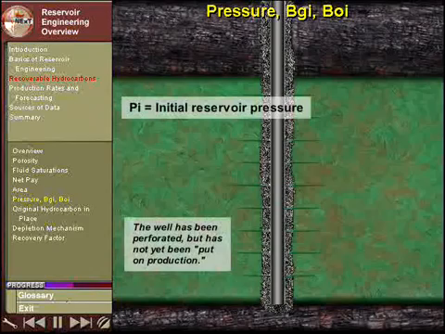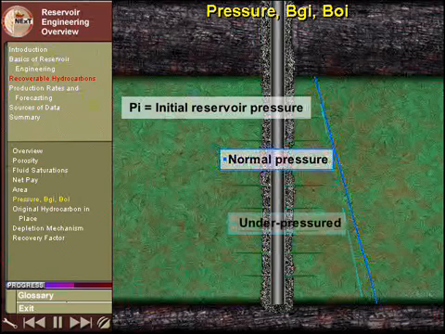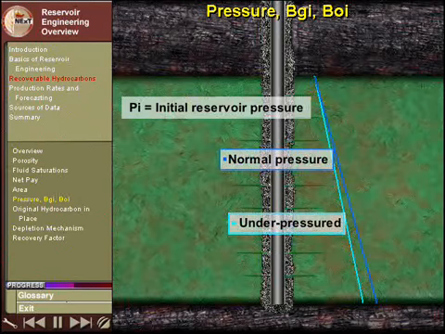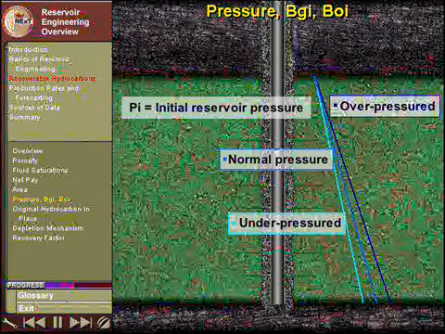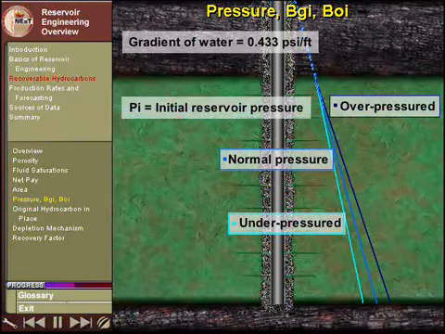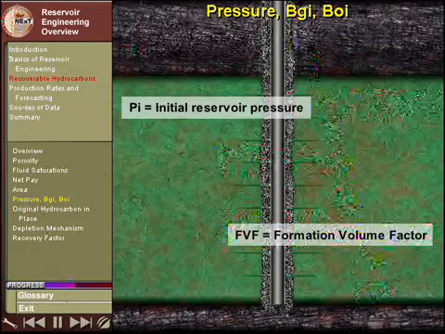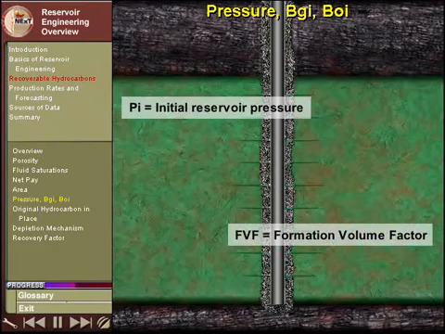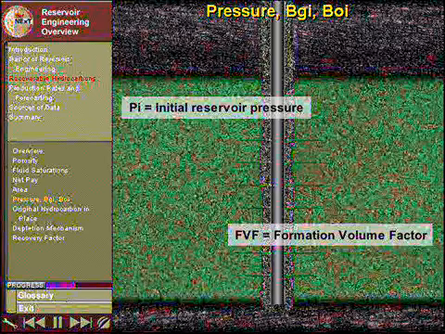The initial pressure in the reservoir is needed to determine the hydrocarbon in place. The pressure can also be used to determine if the reservoir is normally pressured, underpressured, or overpressured. A normally pressured reservoir will have a pressure that is consistent with the gradient of water at that depth. The initial pressure is also used to calculate the formation volume factor, or FVF, for each phase in the reservoir.